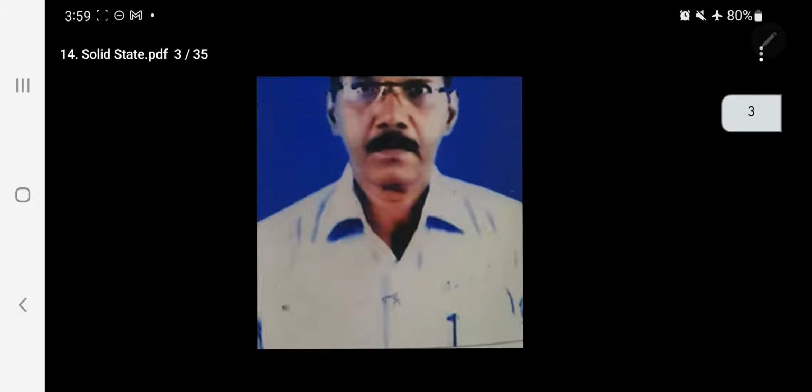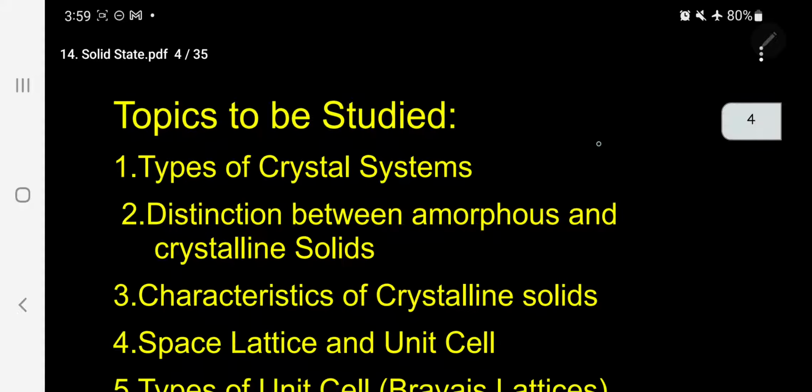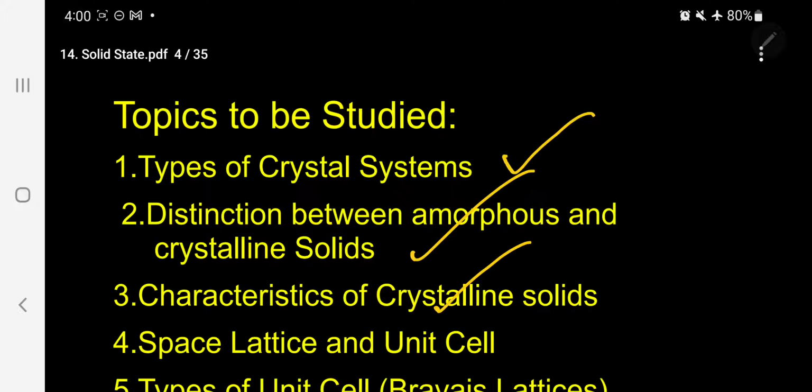Now, in order to answer questions in the solid state, what are the topics you have to study? Number one, types of crystal system, that is, the different types of crystal system. Number two, distinction between amorphous and crystalline solid. Third, characteristic of crystalline solid. Fourth, space lattice and unit cell you have to study.